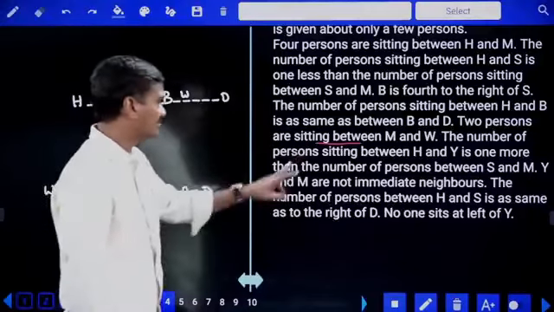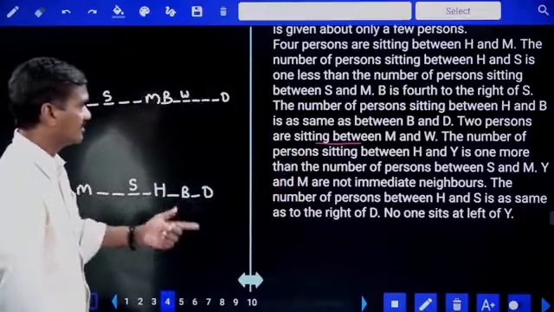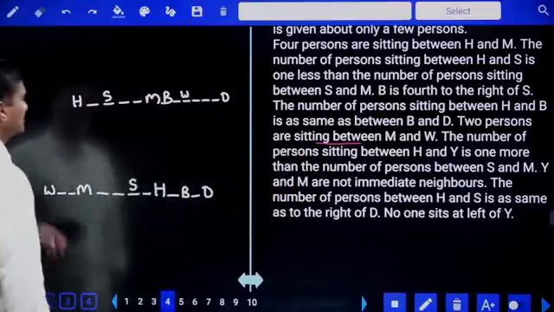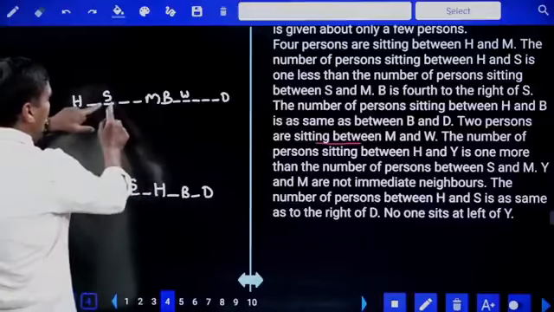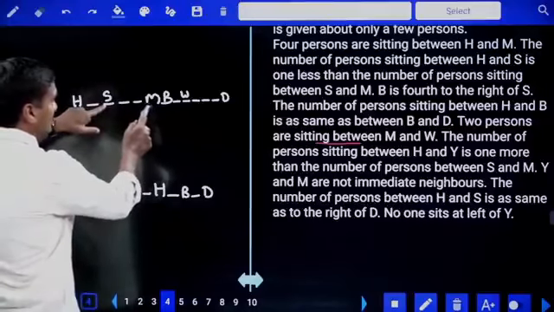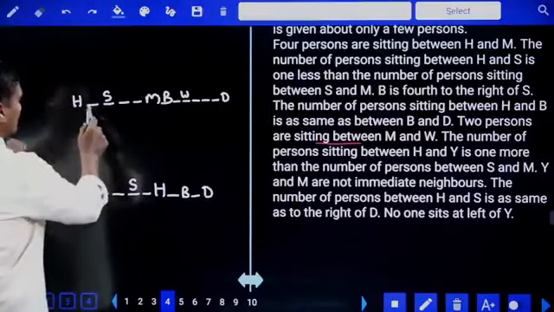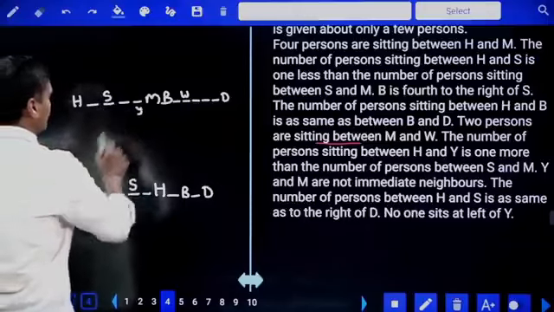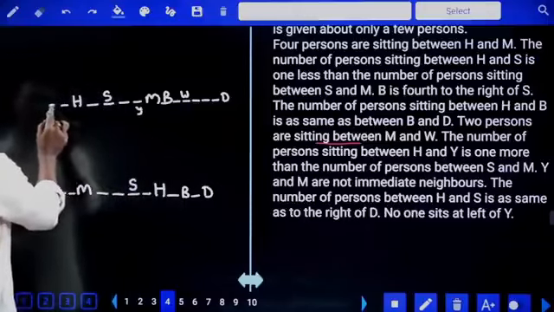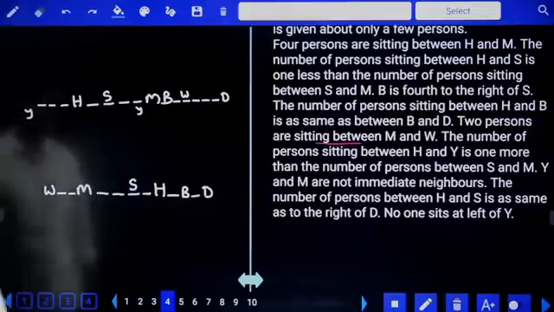And next one, the number of persons sitting between H and Y is 1 more than between S and M. H and Y is 1 more than S and M. S and M, how many? Tell me, 2 members. Hence between H and Y there must be 3 members. 1, 2, 3, Y can be here. Or 1, 2, 3, Y can be here.